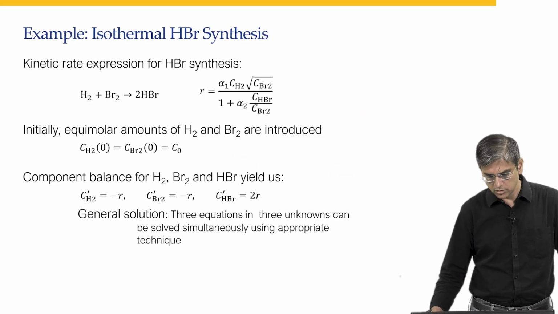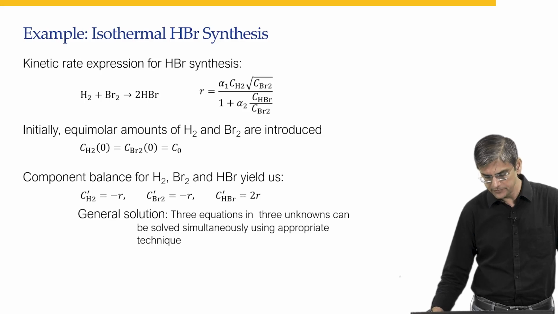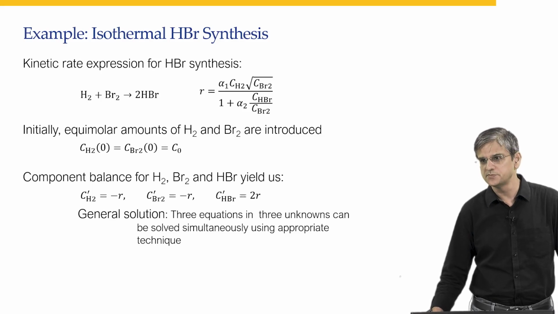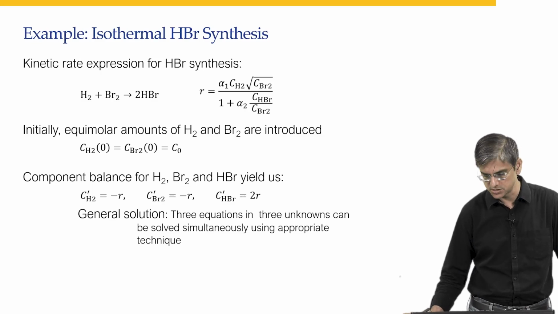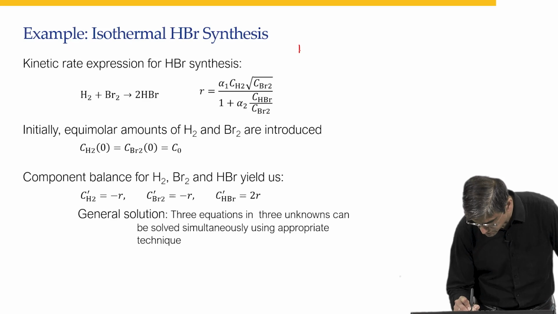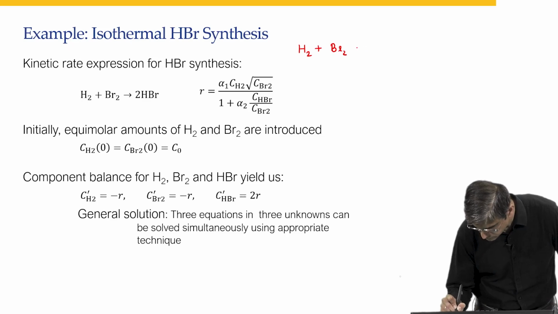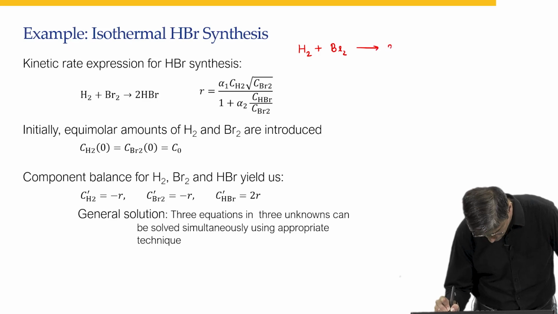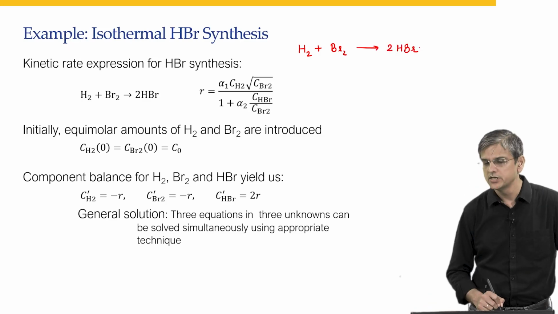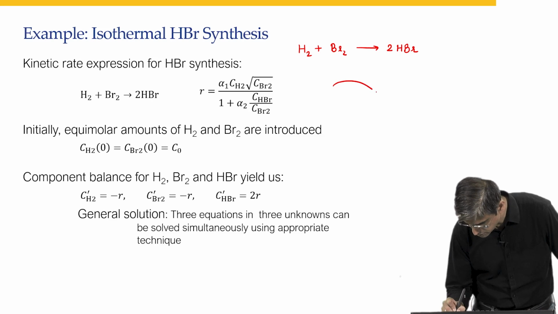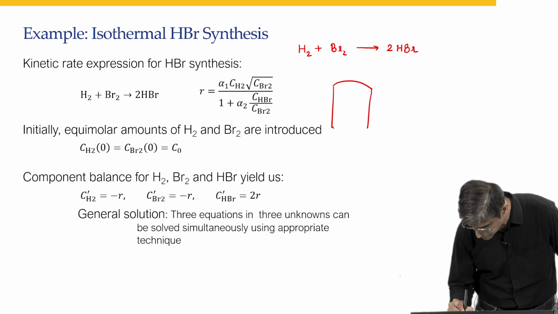Okay. So now let us say we were to consider the HBr synthesis example. What is the equation that you are going to use if we are going to do HBr synthesis? So the reaction is H2 plus Br2 giving 2HBr. This is carried out in, let us say, a batch reactor.